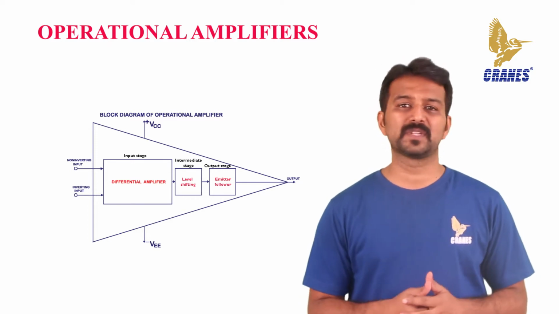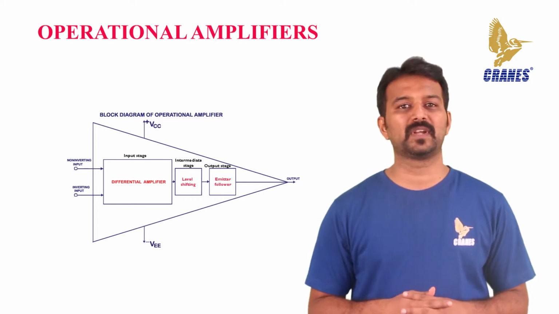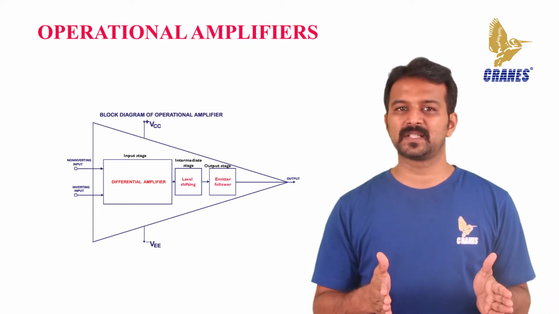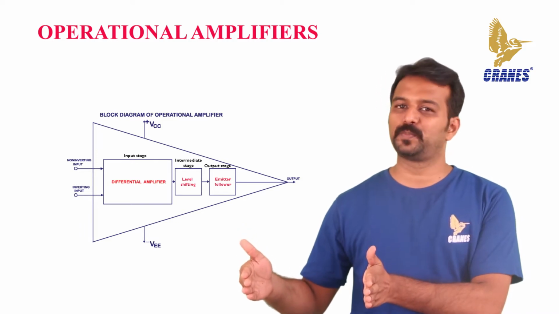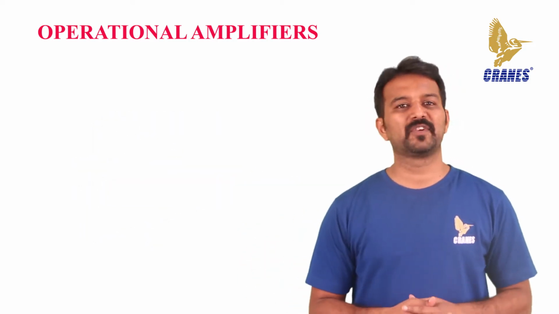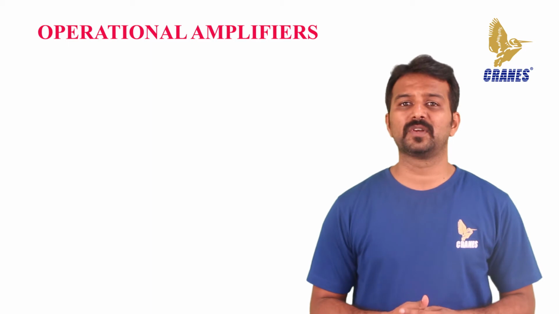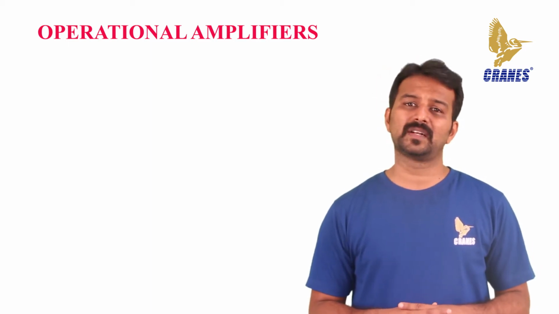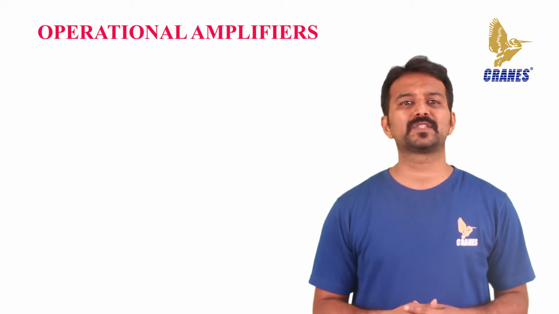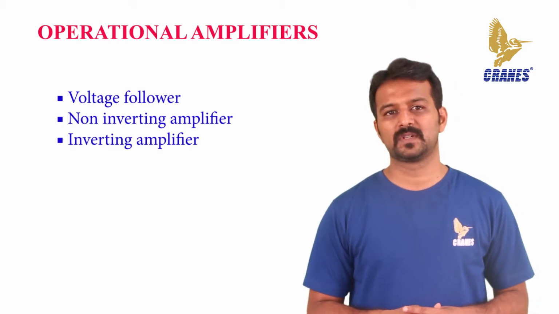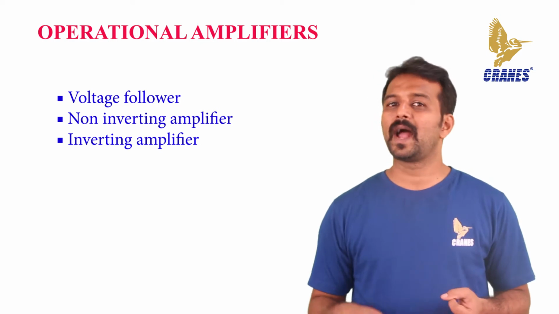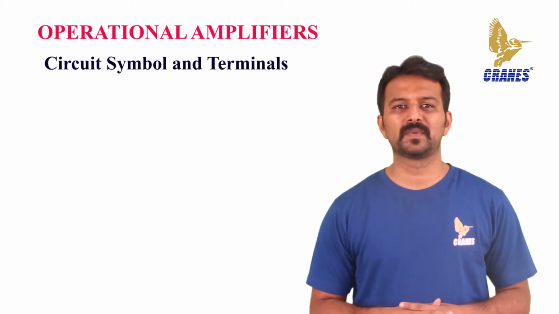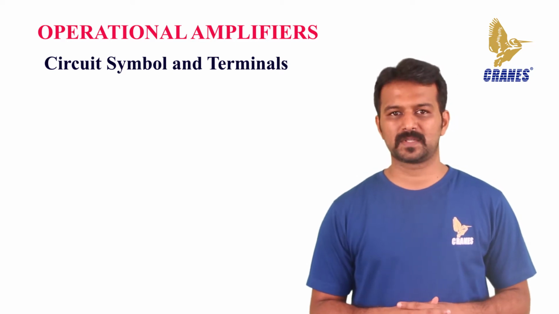The basic op-amp circuit consists of a differential amplifier input stage in the beginning, level shifting intermediate stages, and an emitter follower output stage. Operational amplifiers can be employed for many circuit applications by using various combinations of externally connected components. The simplest of these are the voltage followers, the non-inverting amplifiers and the inverting amplifiers. Let us look at the circuit symbol and the terminals associated with op-amps.